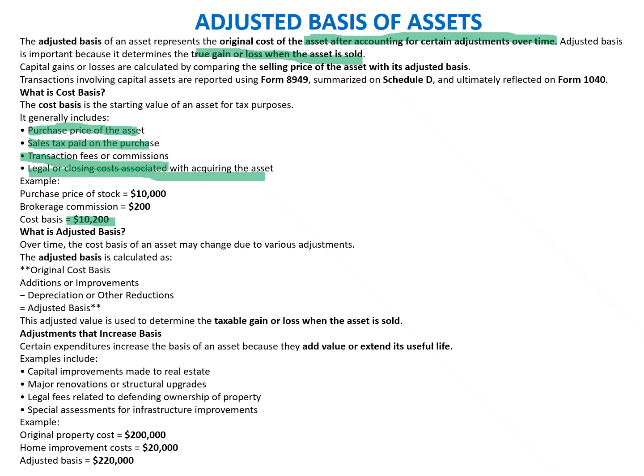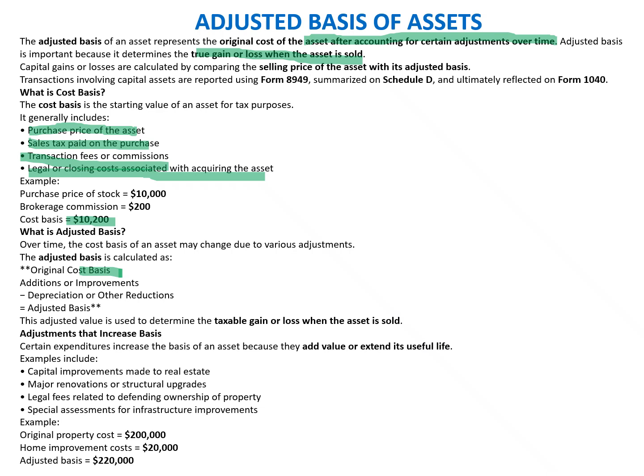Over time, the cost basis may change due to various adjustments. The adjusted basis is calculated as the original cost basis, plus additions or improvements, minus depreciation or other reductions, and then we get the adjusted basis here. This adjusted basis value is used to determine the taxable capital gain or loss when the asset is sold. Which means that we have to adjust the original cost to calculate the adjusted basis, with additions for any improvement and deductions for any depreciation or other reductions.